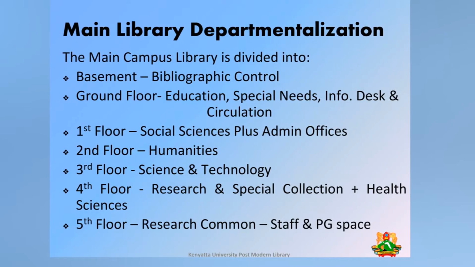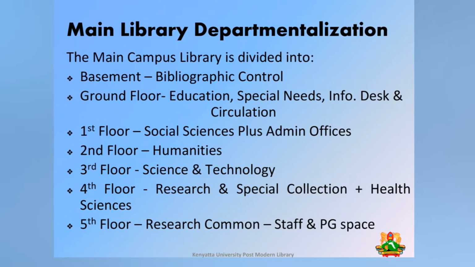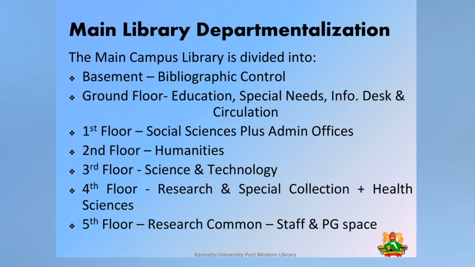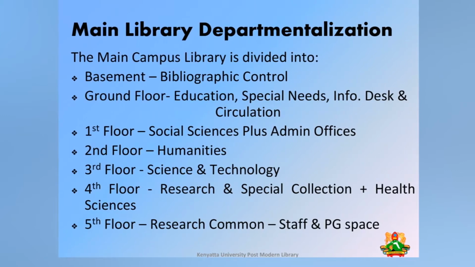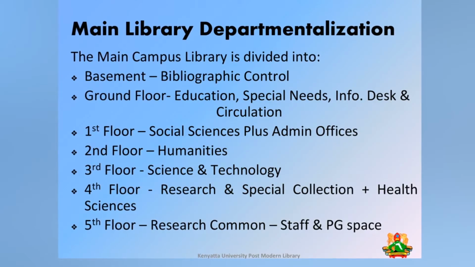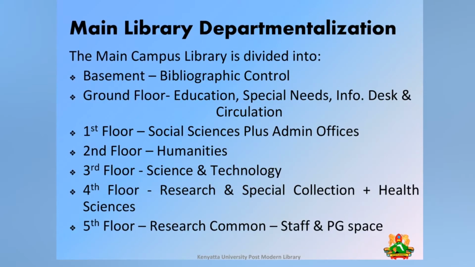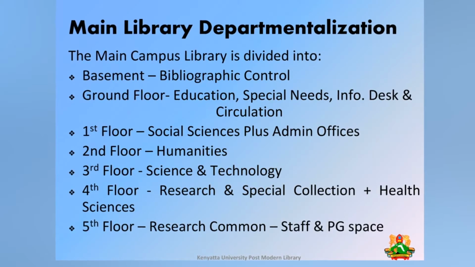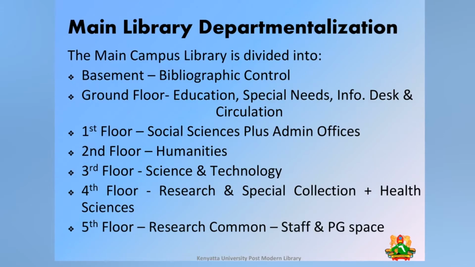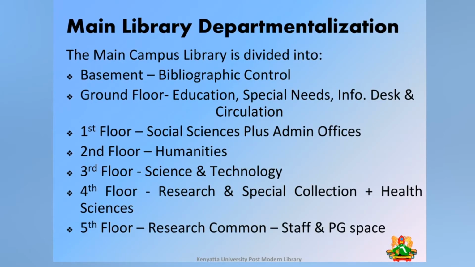We have first floor, which we call the social sciences subject library, and we also have the administration offices in first floor, where we have the chief librarian's office and also the deputy university librarian's office. We have second floor, which is the humanities subject library. So all books in humanities area are in second floor. We have third floor, which is the science and technology subject library.